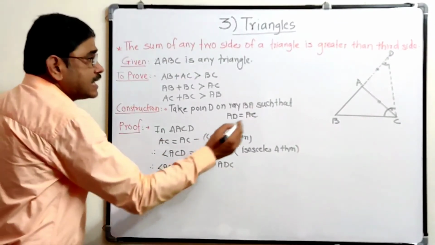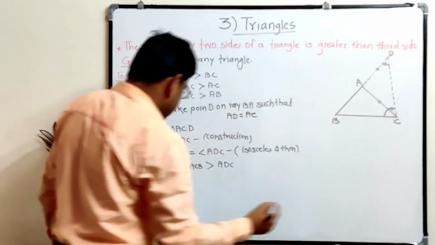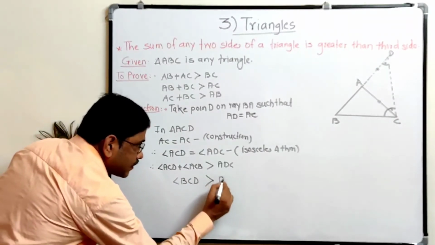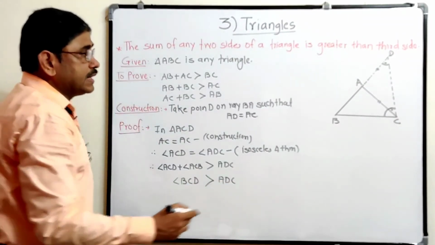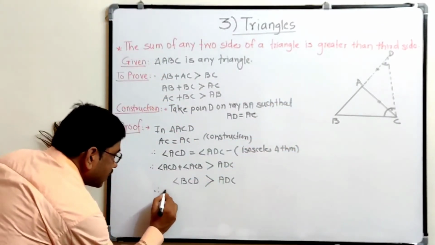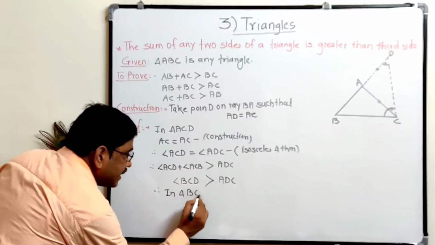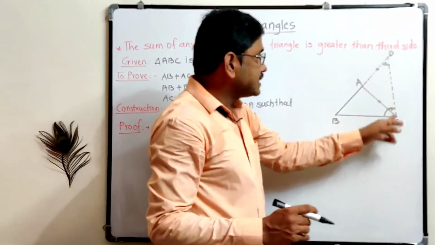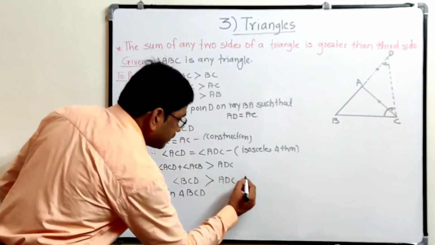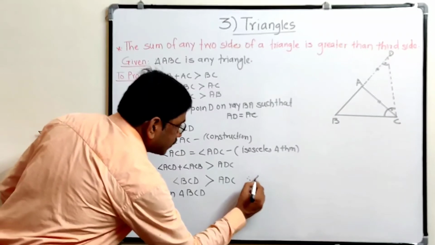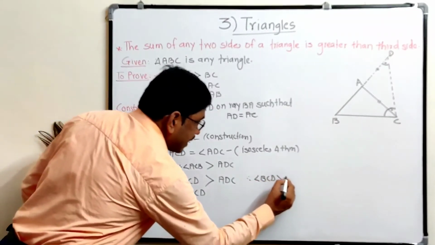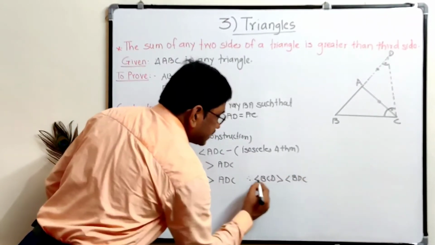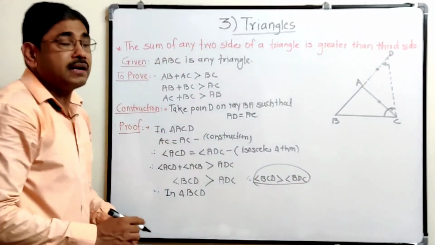So ACD plus ACB becomes BCD. This sum is angle BCD. If we take this sum, angle BCD is greater than angle ADC. Now in triangle BCD, angle BCD is greater than angle BDC. ADC means angle BDC, so we can write angle BCD is greater than angle BDC. Change the name: ADC can be written as BDC, same angle with a different name.